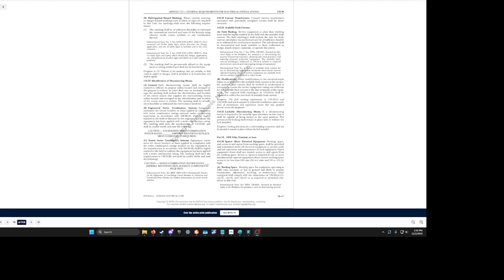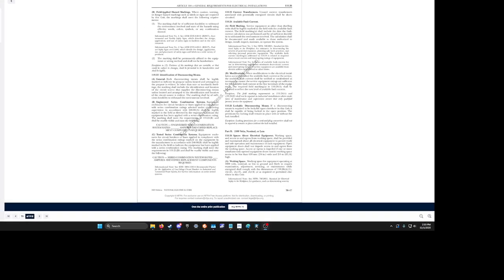Okay. Part 2, 1000 volts nominal or less. Spaces about electrical equipment. This is one that I know I had some trouble with, and I think a lot of other people had some trouble with. Working space and access to and egress from working space shall be provided and maintained about all electrical equipment to permit ready and safe operation and maintenance of such equipment. Open equipment doors shall not impede access to and egress from the working space. It's impeded if one or more simultaneously open equipment doors restrict working space access to be less than 24 inches wide and 6.5 feet high.